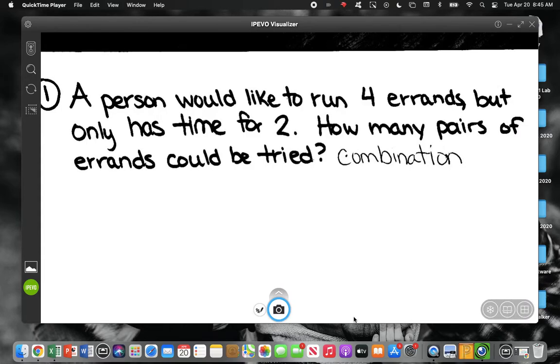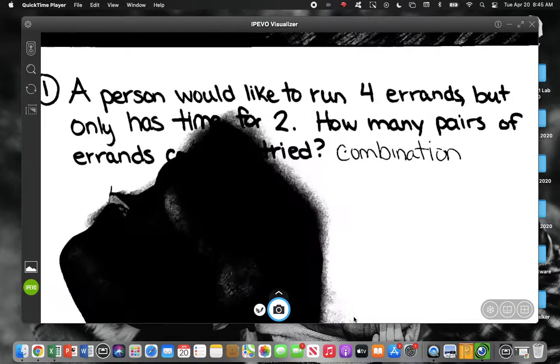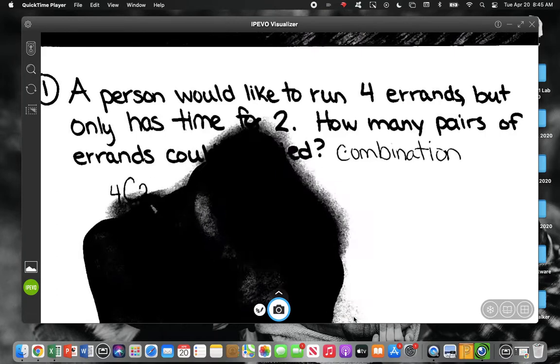We need to get something done. So you have 4, just do 2 of them. So this is a combination. So if I want to write this, am I going to write 4P2 or 4C2? C2 for combination. So it's 4 and it's a combination and I'm picking 2.